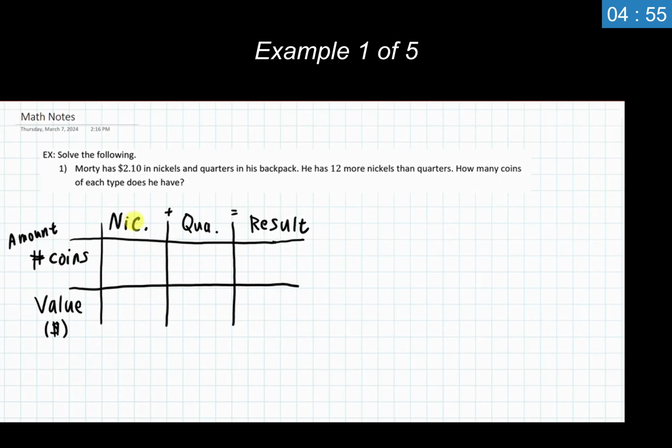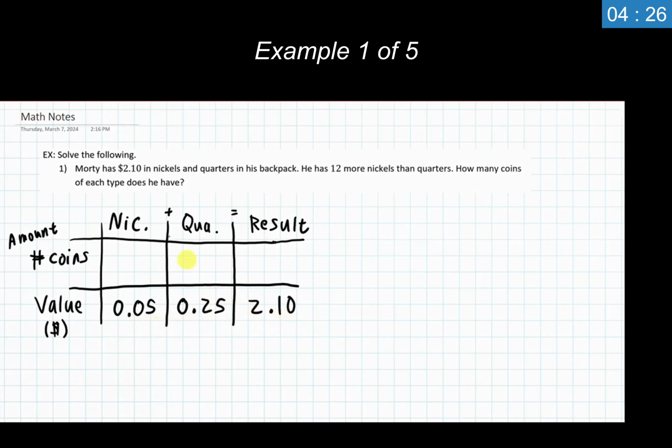So what's the value of a nickel in terms of dollars? Well, that's going to be $0.05. Quarters are $0.25. And our result, well, what's the resulting amount that I have? Well, I've been told I have $2.10. Okay, so my result is $2.10 here.